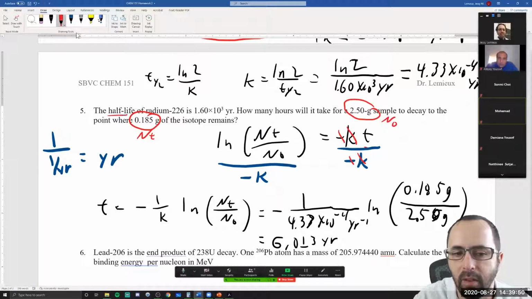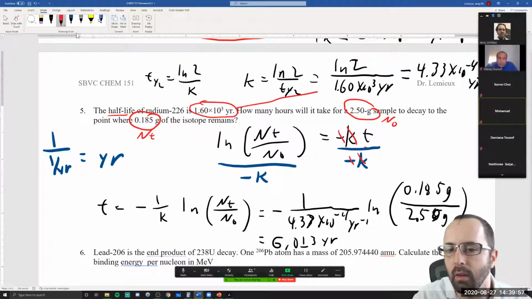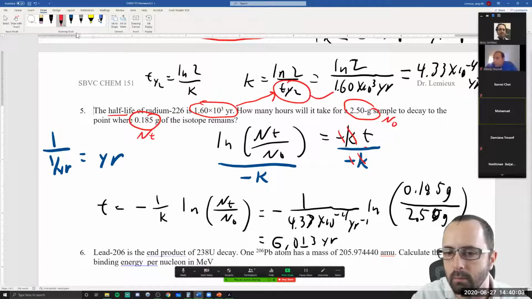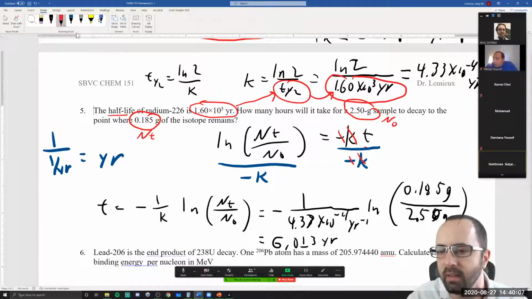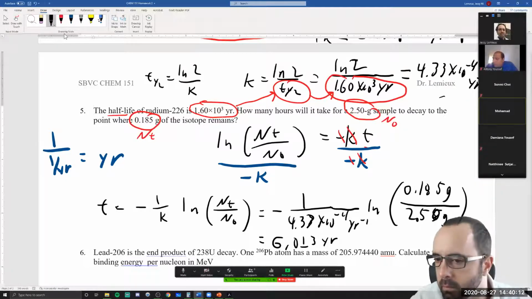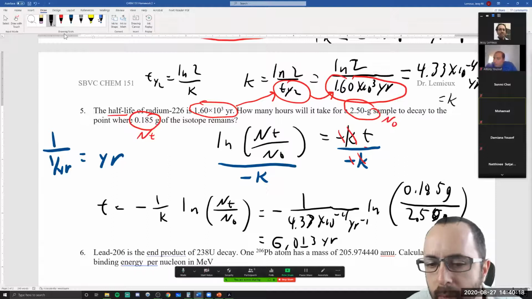It says the half-life is 1.6 times 10 to the 3rd years. And so that's why I put it in right there, and that's how I got the rate constant. That's the k. Got it, thank you. And we'll be talking about this in more detail in the next chapter. This is kind of your first exposure to this formula and using it.